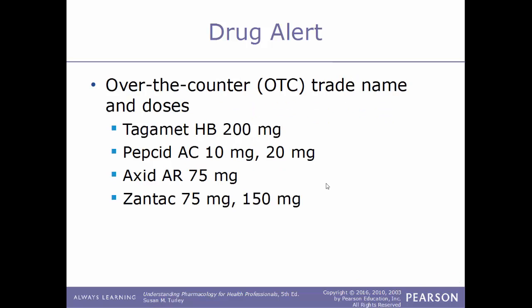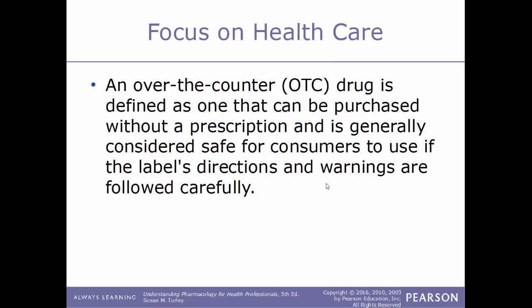So when it comes to the over-the-counter versions of these, Tagamet HB is available in 200 milligrams. Pepcid AC is 10 or 20. Axid AR is 75. And Zantac is 75 or 150. Now, an over-the-counter drug is defined as one that can be purchased without a prescription and is generally considered safe for consumers to use, assuming the label's directions and warnings are followed carefully.